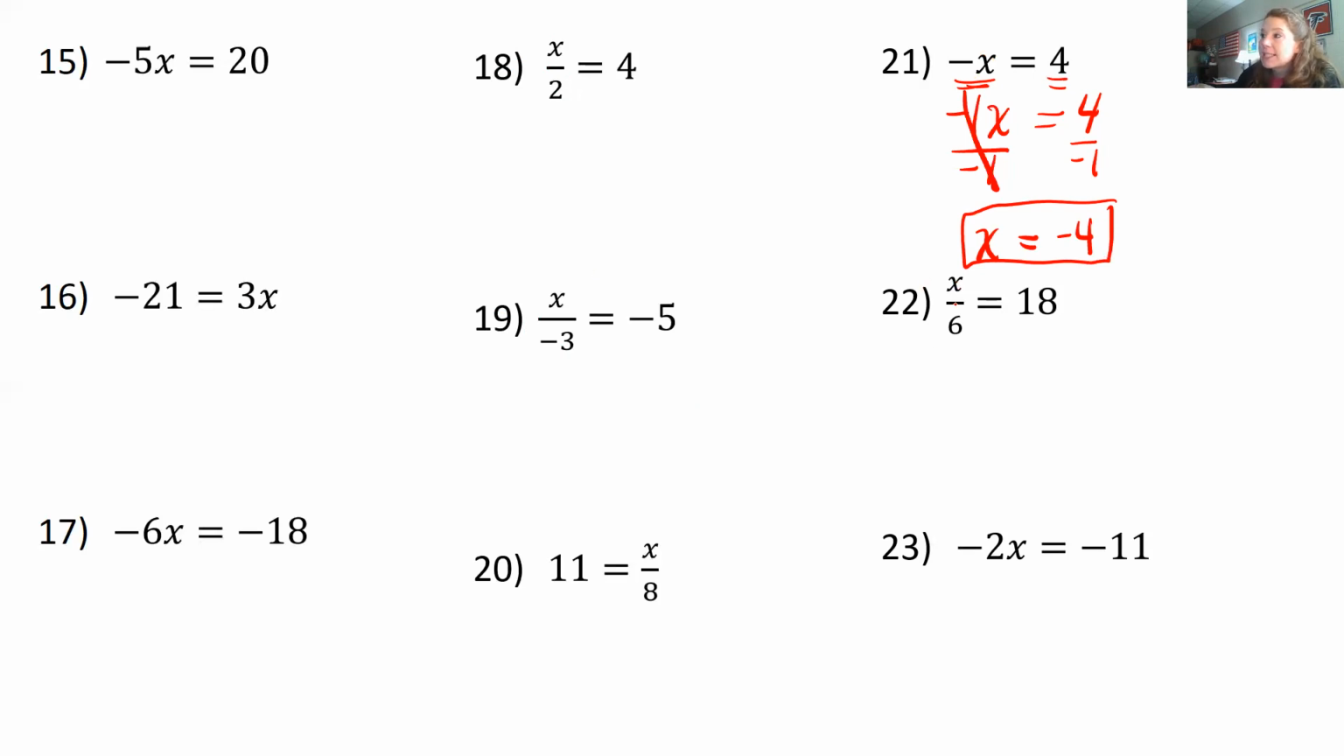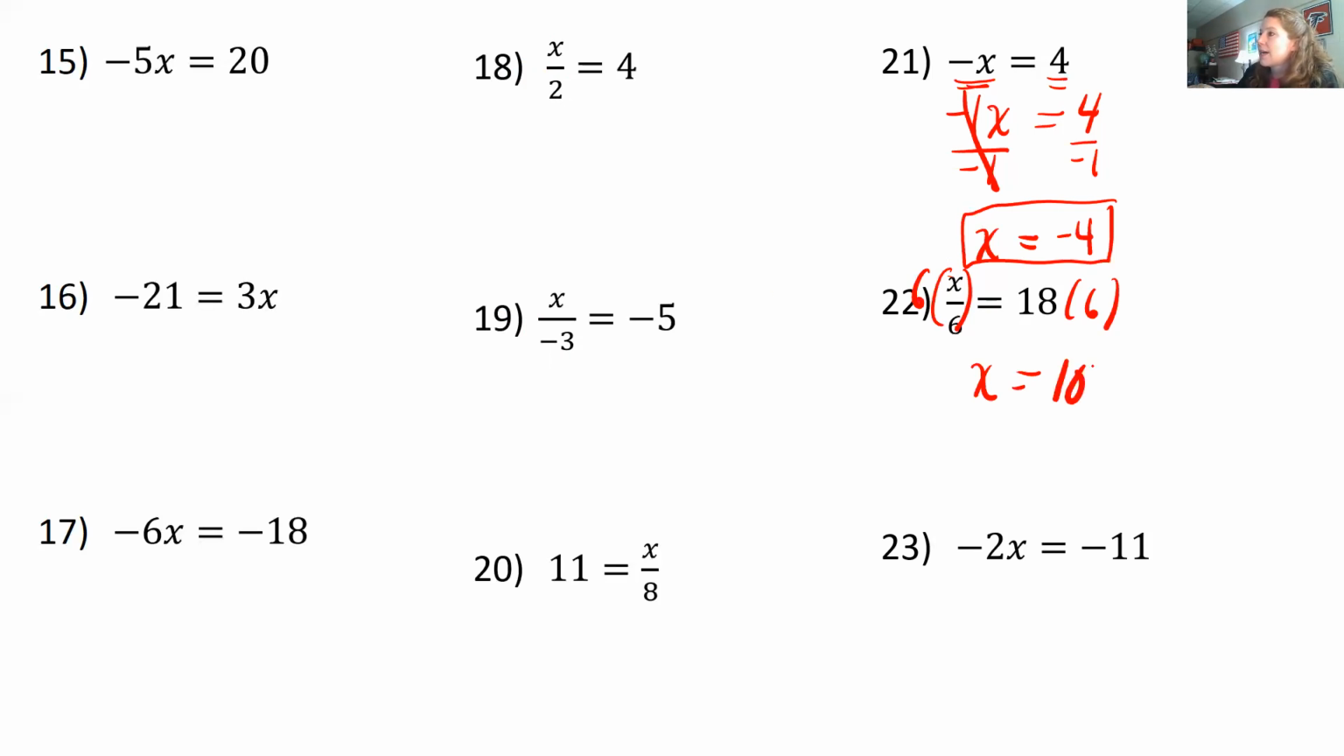Number 22, x divided by 6. What's the opposite of dividing by 6? We're going to multiply both sides by 6, and x is equal to 18 times 6 is 108.